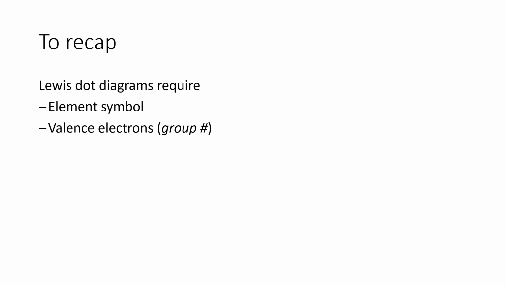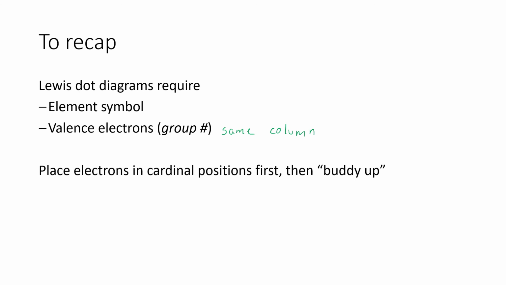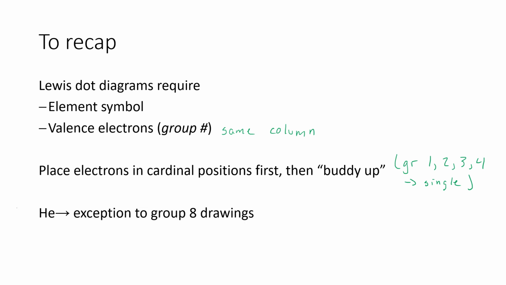So everything in the same group, so if they're in the same column, it has the same number of valence electrons. And how we do it is we place the electrons in our cardinal position first, and then we buddy them up. So that means everything in groups 1, 2, 3, and 4, they are single. And then when I get to group 5, all the way to group 8, that's when I start buddying up my electrons. And my exception is helium, because I draw helium as 2 electrons buddied up right away.